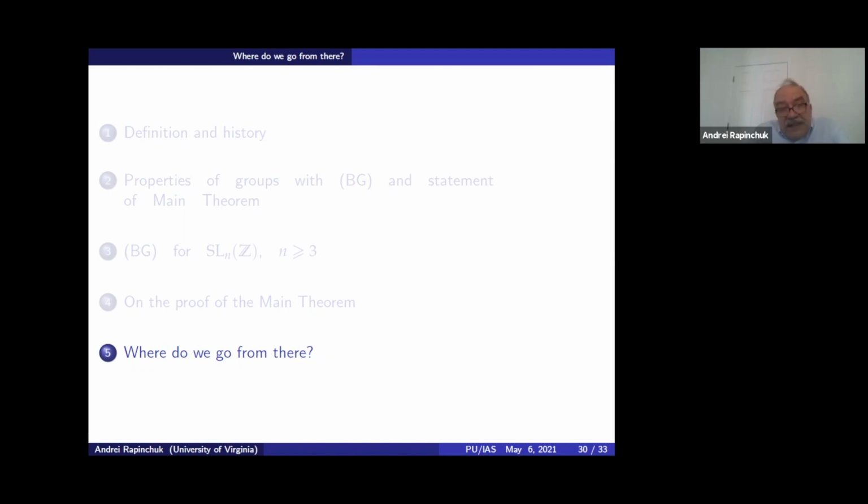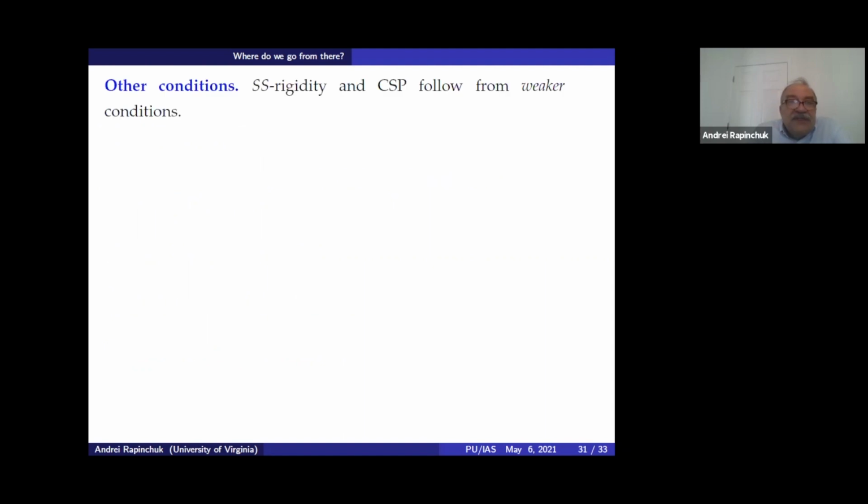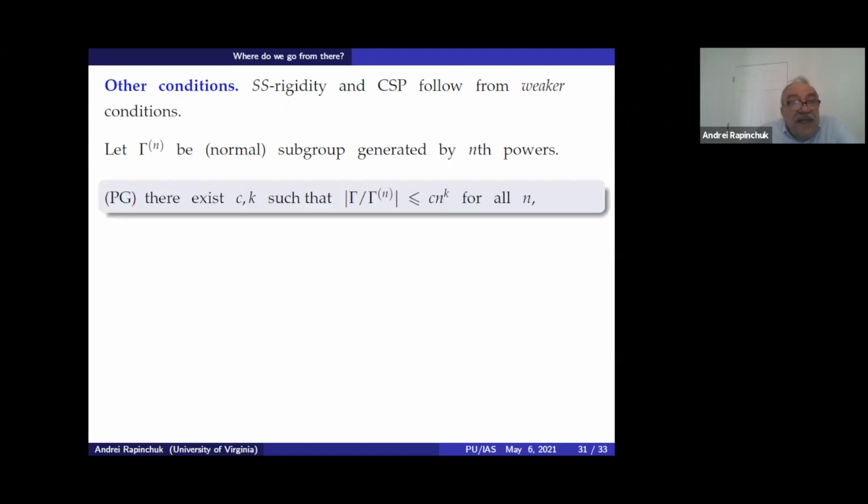But another thing is that the techniques we developed to work with groups with bounded generation work under weaker assumptions. So let me mention these assumptions. One can show that super-rigidity and the congruence subgroup property follow from the following weaker assumptions. Namely, for a group gamma, denote by gamma^n the normal subgroup generated by the nth powers. Then we can consider the following condition: polynomial index growth. Let's assume that the size of these quotients grows polynomially in n.